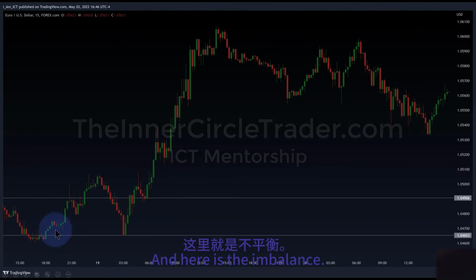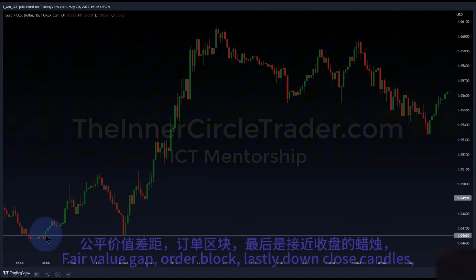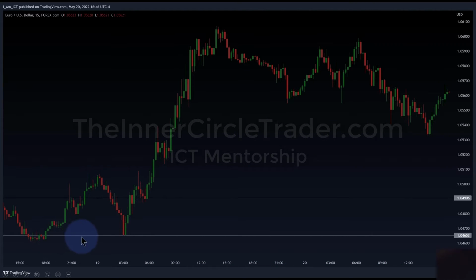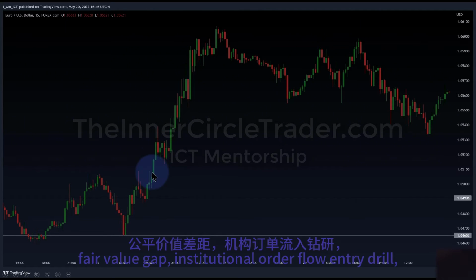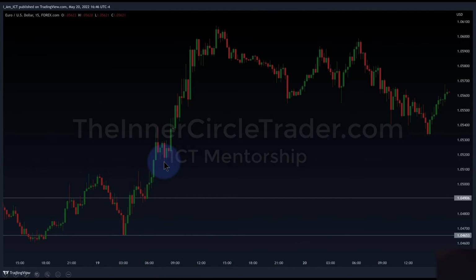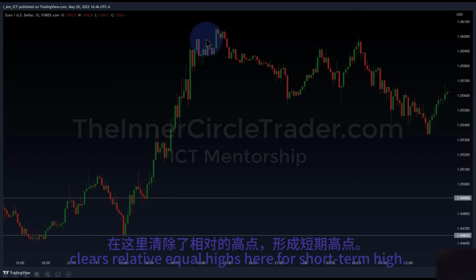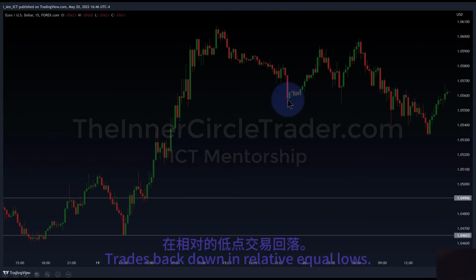And here is the imbalance. Fair value gap, order block, the last two down closed candles. Hits the level and that market acceleration to the upside. Pulls back into an order block. Rallies. Fair value gap, institutional order flow entry drill, rallies, order block, rallies, and clears the relative equal highs here for a short-term high. Trades back down in relative equal lows.